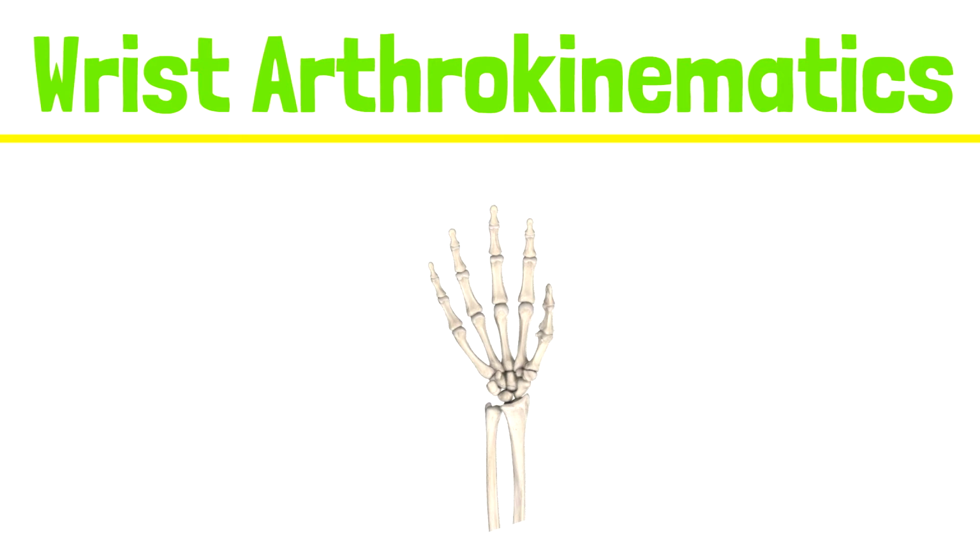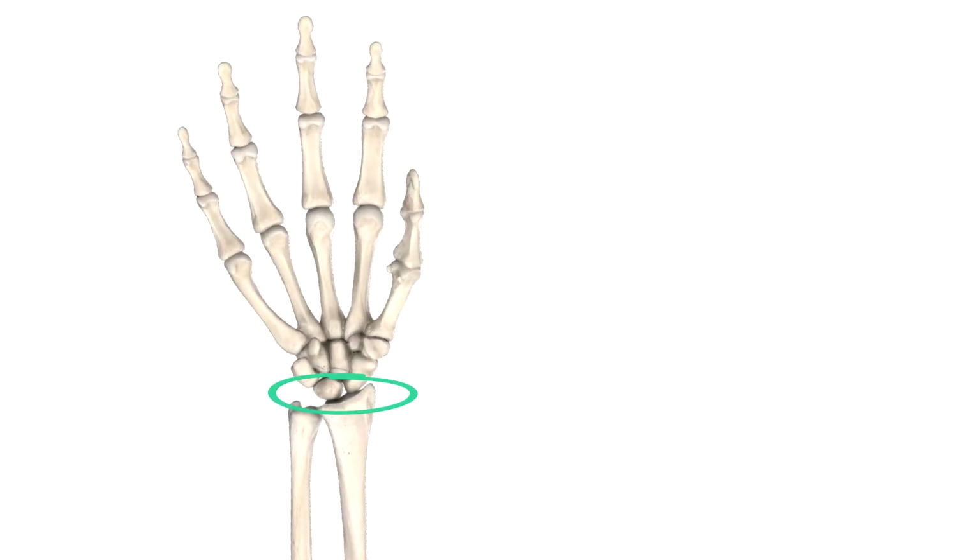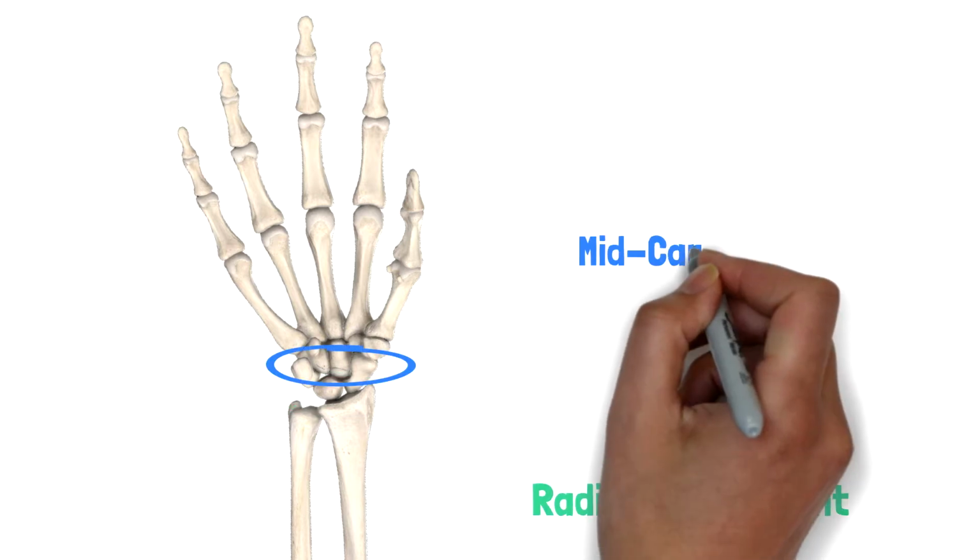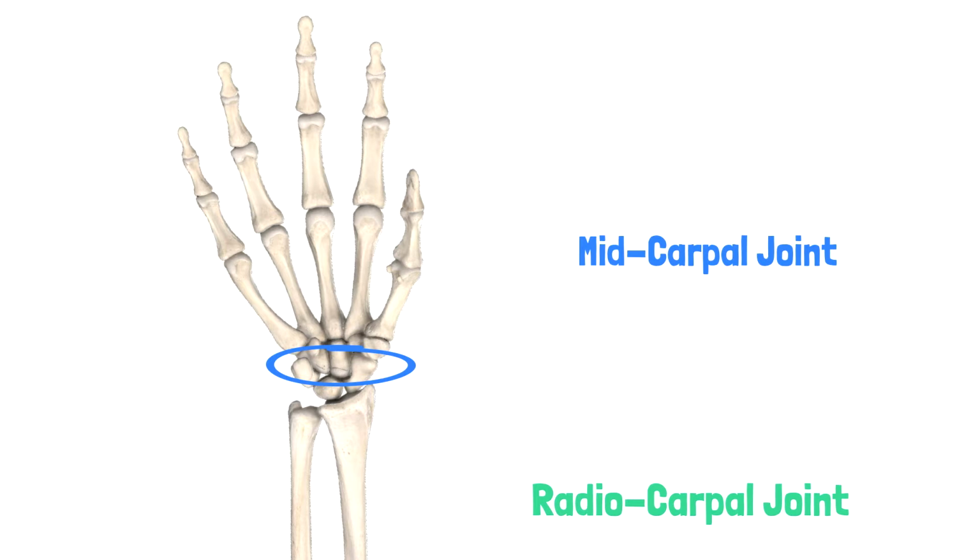The wrist joint is created by two articulations, the radiocarpal and midcarpal joints. The radiocarpal joint is created proximally by the radius and distally by the first row of the carpal bones. The midcarpal joint is created between the proximal and the distal carpal rows.